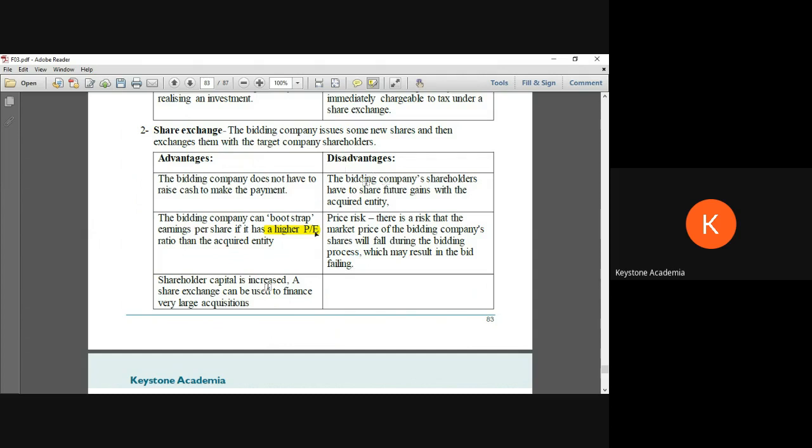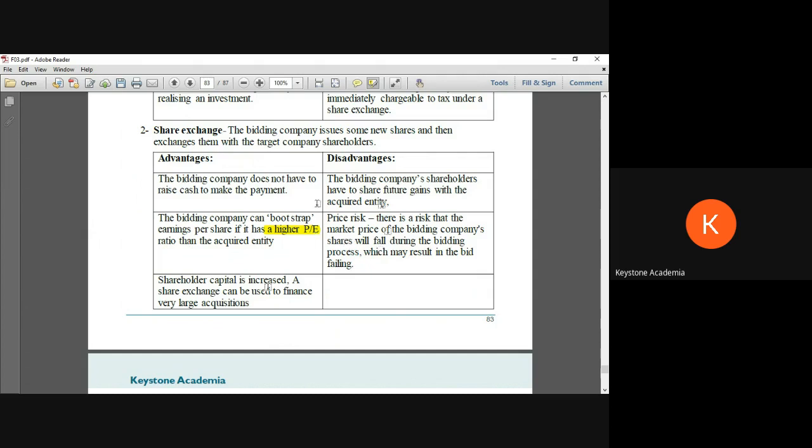Disadvantage can be the bidding company shareholders have to share future gains with the acquired entity. So maybe our shareholders are not happy to have new owners coming in from outside. Maybe their point of view, their understanding is totally different. Let's say we have shareholders who totally depend on this and they want higher dividend. But we got a new set of shareholders who are just looking for the future. They are working professionals. They want more money for their retirement. They are not worried about the immediate dividends. Definitely there can be a conflict, and it will be difficult for us to decide the dividend policy.